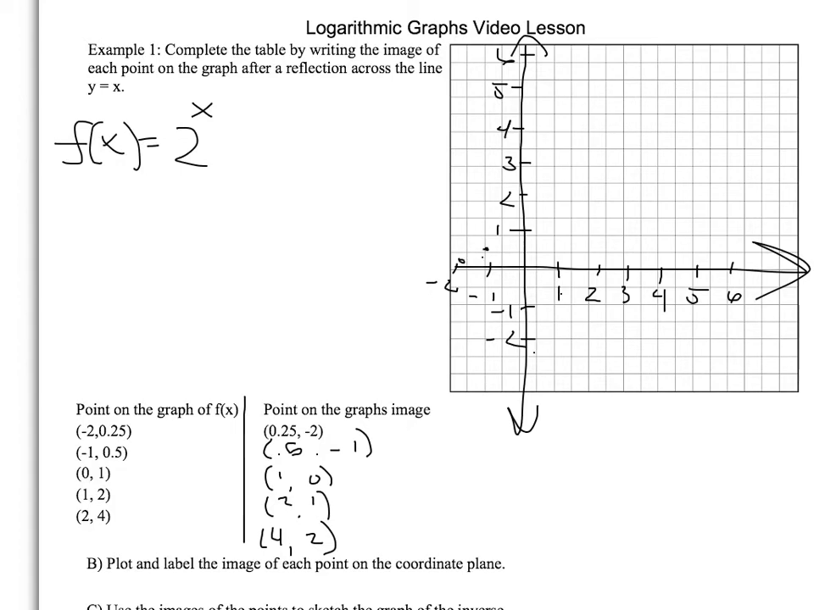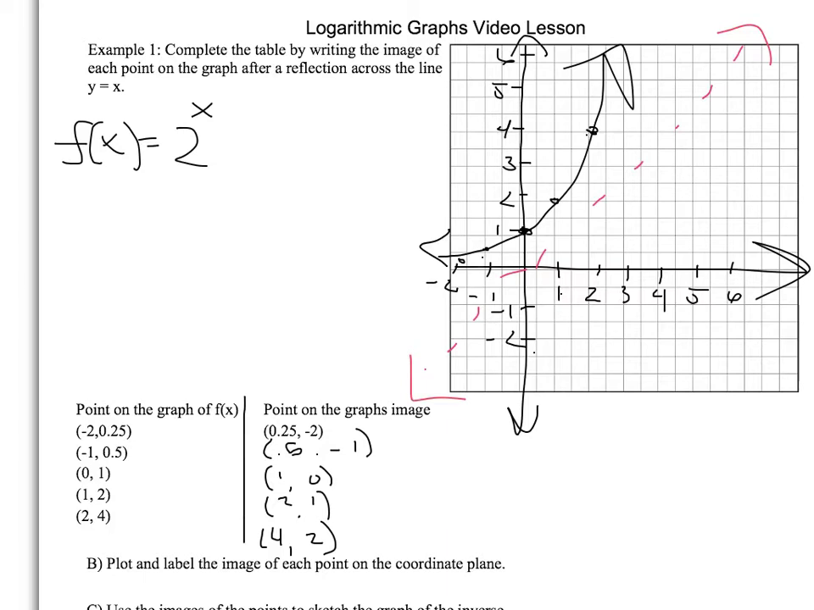-1, 0.5, then 0, 1, 1, 2, and 2, 4. So that's what you have on your paper. They also show the line y equals x, which I'll do my best to draw here. Okay, and now we also want the image, which you guys can graph at this point as well.